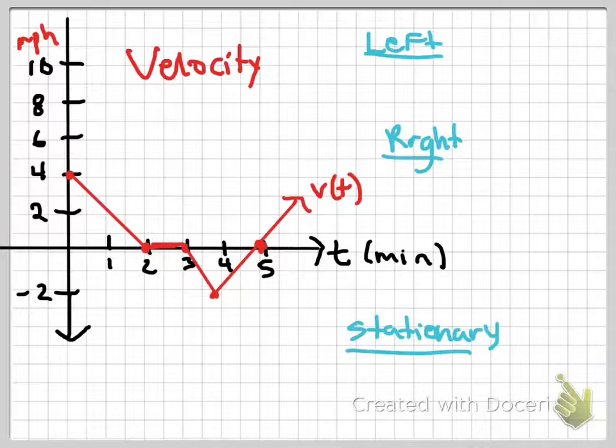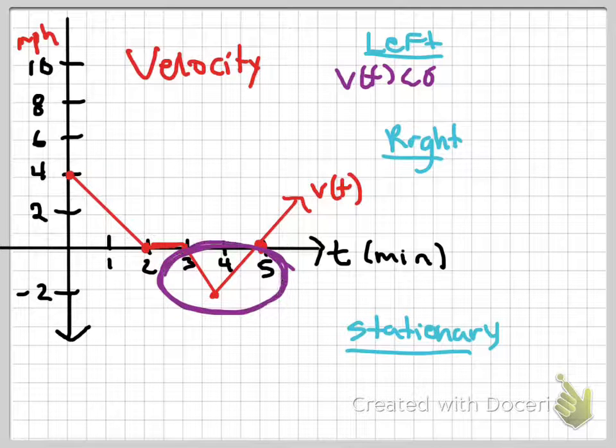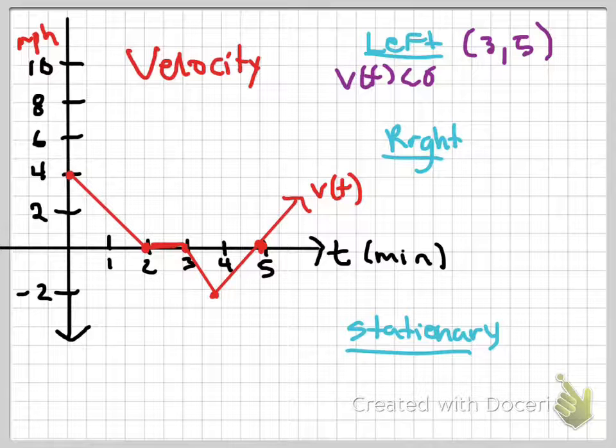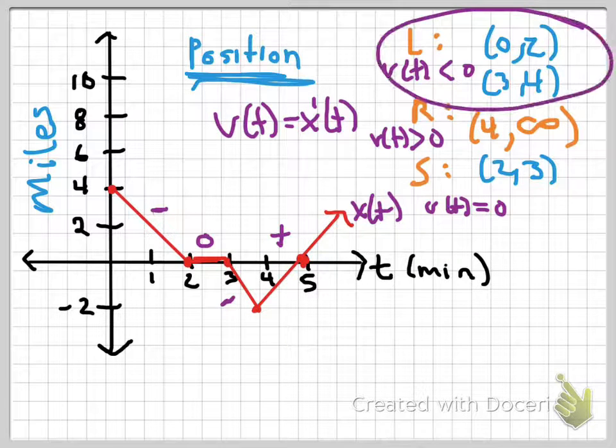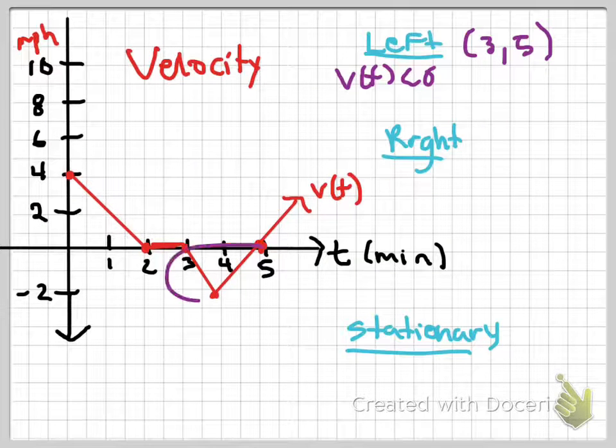Now if I said when's it going to the left, you'd say, well, it goes to the left when our velocity is less than 0. And this is a graph of velocity. So when is velocity less than 0? Right here, down below, when it's in the negative. So from 3 to 5 minutes, we have negative velocity. So the answer is going to be from 3 to 5 minutes. Notice how that's different than last time. We said it was going to the left from 0 to 2 and 3 to 4. We did it all based on slope. Now we're looking at the location of the graph. It's down in the negative from 3 to 5 minutes.